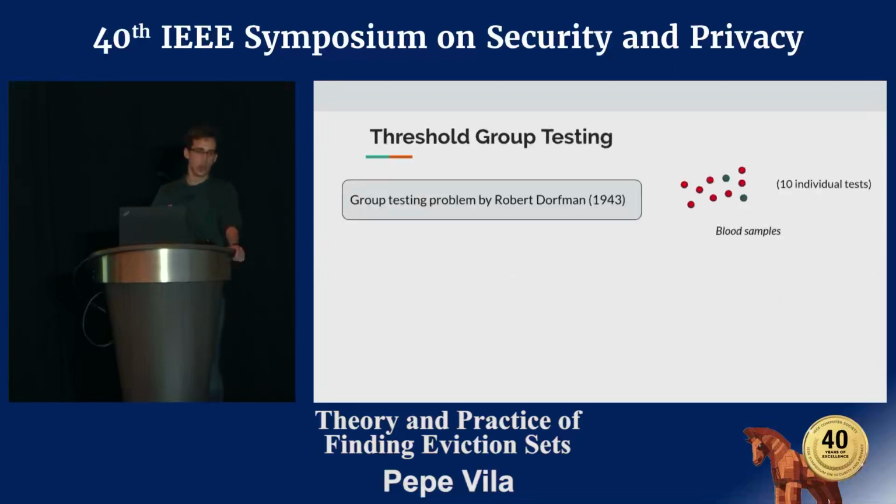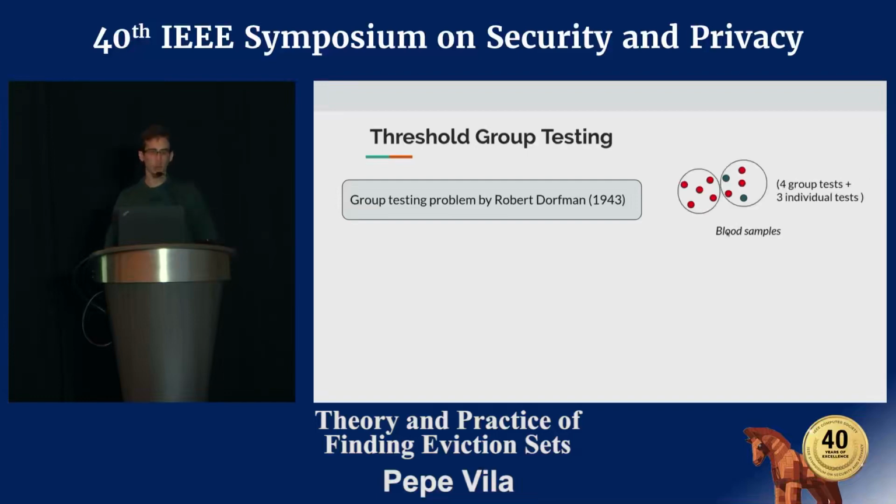But before answering that, let me quickly talk about group testing and threshold group testing. The problem of group testing was first studied by Robert Dorfman in 1943 in the context of identifying all the syphilitic soldiers in an army. And his key insight was that, imagine that we have a population of blood samples, and if the ratio of defective elements, or infected samples in this case, is small, we can find all the defective elements more efficiently than by just doing individual tests.